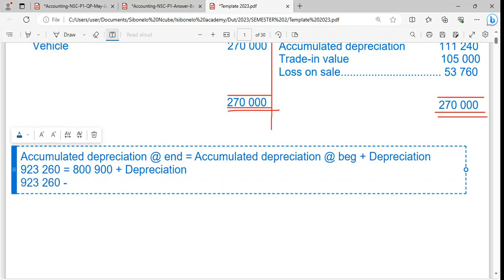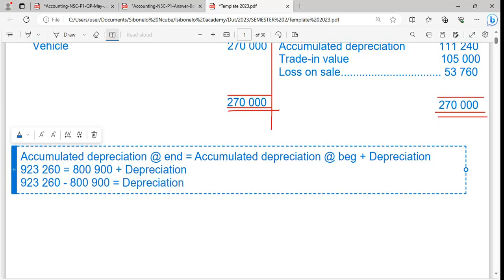So this 800,900 is positive. When we transpose this to the left hand side, the sign becomes negative. So that is why I put minus. Because once you transpose, or you transfer a balance, the sign changes. So it was positive, now because we are transposing, it becomes negative. So 800,900. So this will give us the depreciation amount.